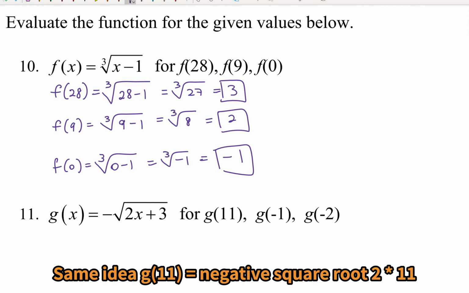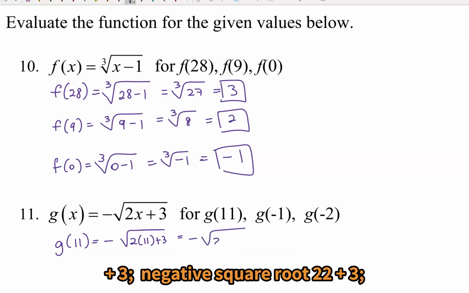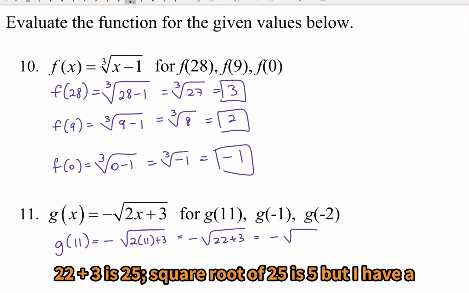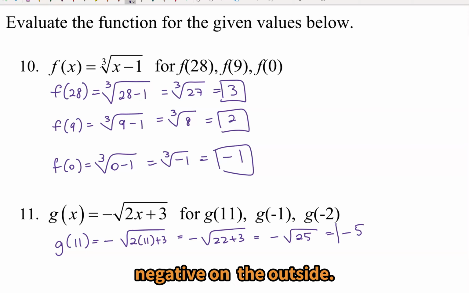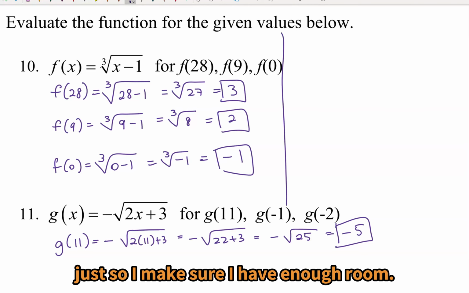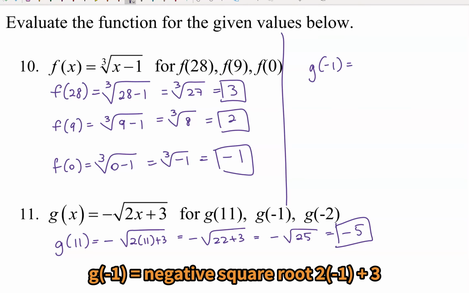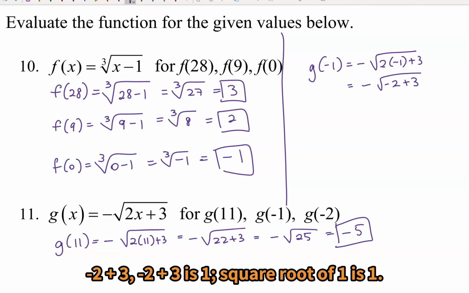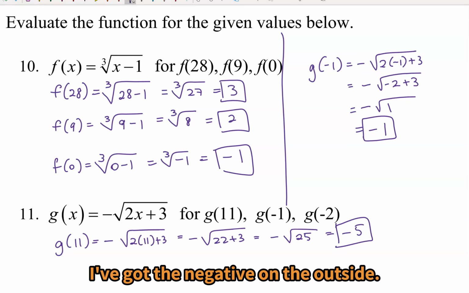Good. 11, same idea. G of 11, negative square root 2 times 11 plus 3, negative square root 22 plus 3. 22 plus 3 is 25. Square root of 25 is 5, but I have a negative on the outside. G of negative 1. I'm going to move these over here just so that I make sure I have enough room. G of negative 1, negative square root 2, negative 1 plus 3. Negative 2 plus 3 is 1. Square root of 1 is 1. I've got the negative on the outside.